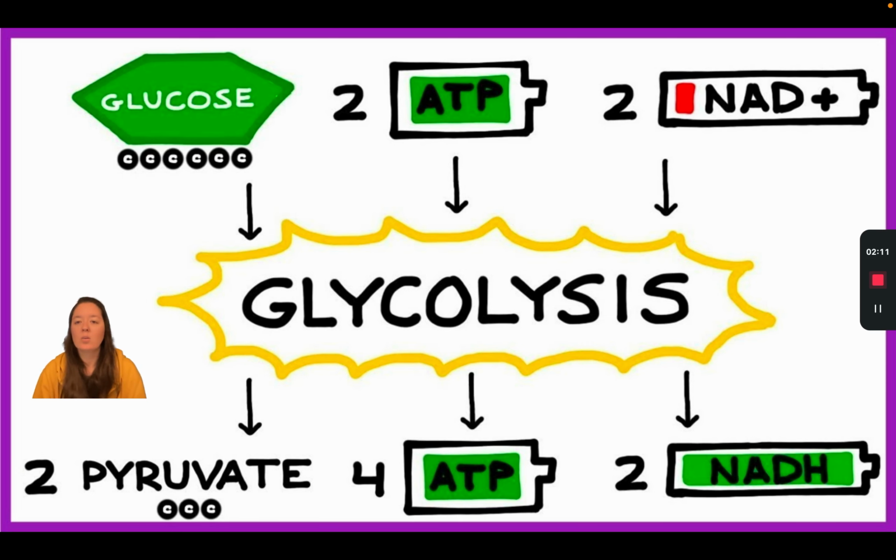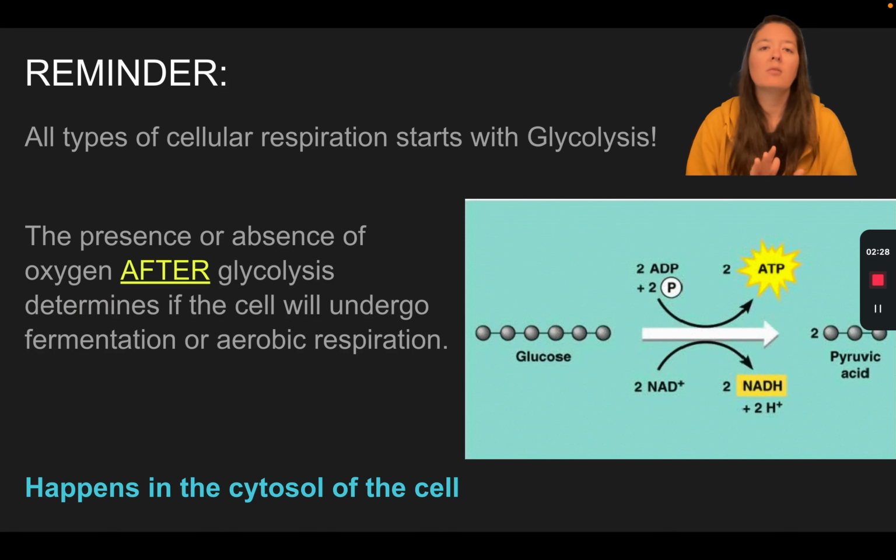Once again, we're always going to start with glycolysis, whether it's anaerobic or aerobic respiration. We're taking glucose and we're splitting it into those two pyruvate molecules, along with ATP and NADH coming out of it. All types of cellular respiration start with glycolysis. Doesn't matter if there's oxygen or not, we always start with glycolysis. It happens in the cytosol, so outside of any of the organelles, just in the cytoplasm, the cytosol, sort of jelly area in the cell.